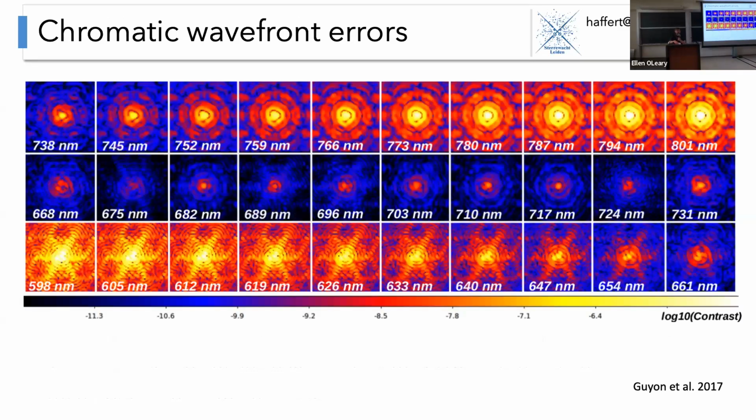There are chromatic wavelength errors. Here you see the contrast as function of wavelength. You can see in the middle, at the design wavelength, things are pretty fine. We have pretty deep contrast. But then you go out of your center wavelength and then suddenly the contrast starts to become worse. And that's because we have wavelength errors that have chromaticity.